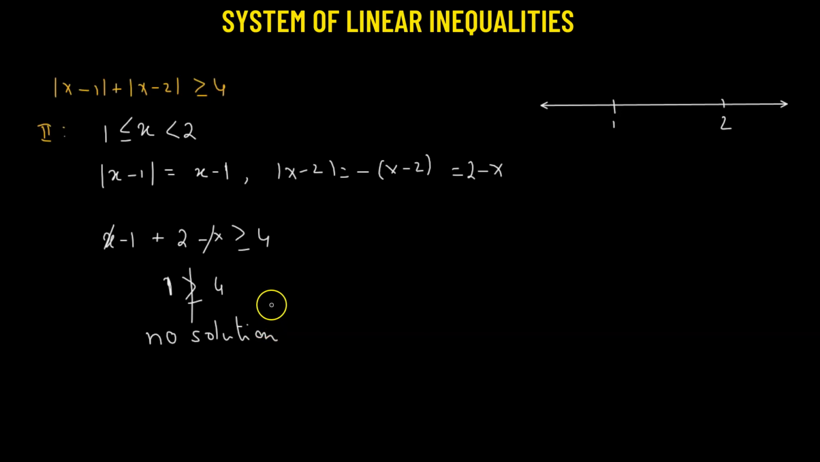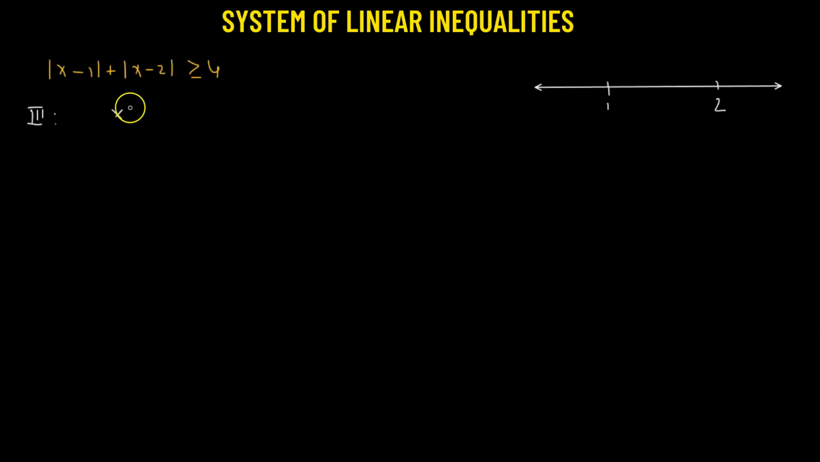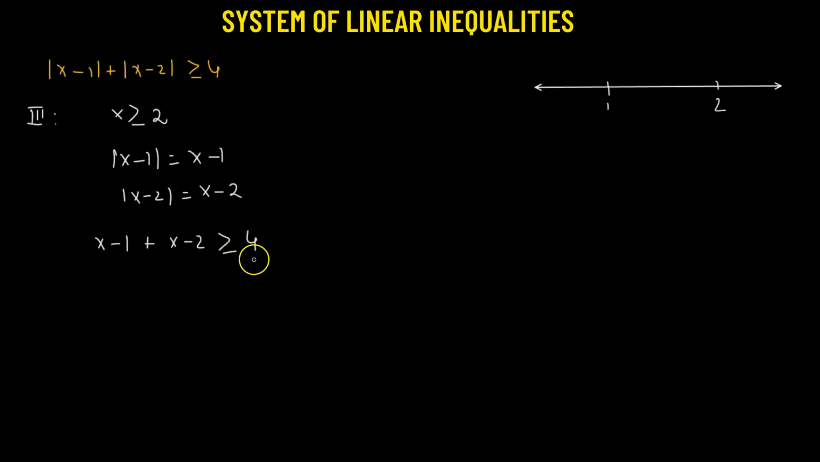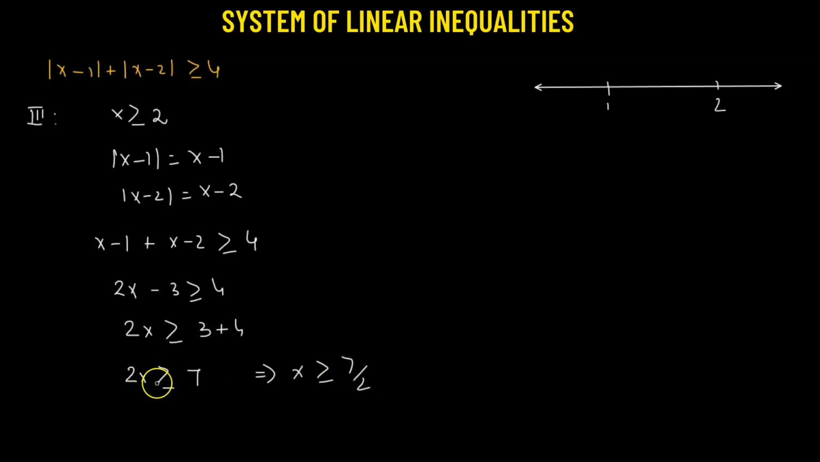Now let's go to the final region, where we have x greater than or equal to 2. Here the absolute value of x minus 1 will be x minus 1, and the absolute value of x minus 2 will be x minus 2, such that our inequality now becomes x minus 1 plus x minus 2 greater than or equal to 4. So we have 2x minus 3 greater than or equal to 4. We transpose 3 to the right hand side to get 2x greater than or equal to 7, or simply x greater than or equal to 7 over 2. We've divided both sides by positive 2, and this does not affect the sign of the inequality.